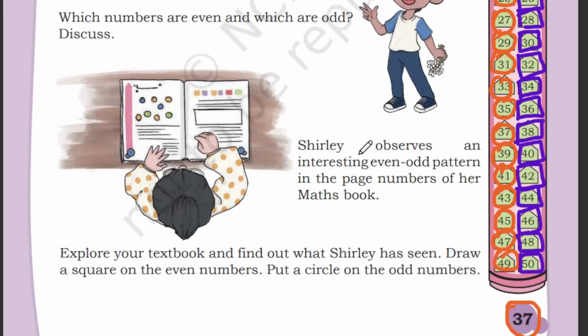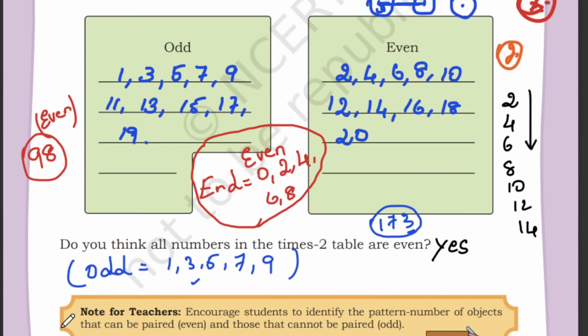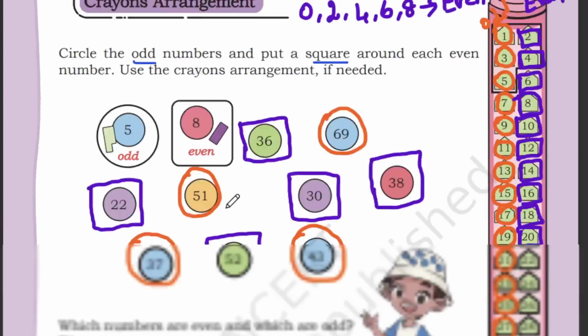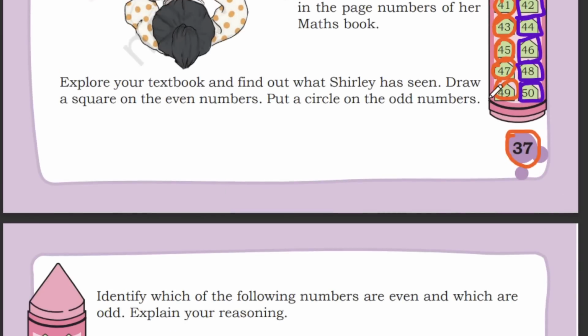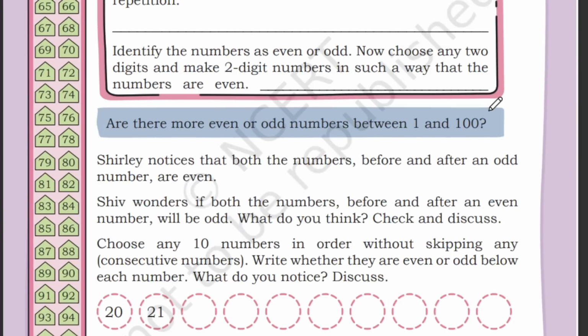Shirley observes an interesting even-odd pattern in the page numbers of her maths book. So she also identified the page numbers. Here, page 36 we are going to box because this is an even number, ending with 6. We circled 37, ending with 7, which is an odd number. Explore your textbook: Shirley has drawn a square on the even numbers and put a circle on the odd numbers.